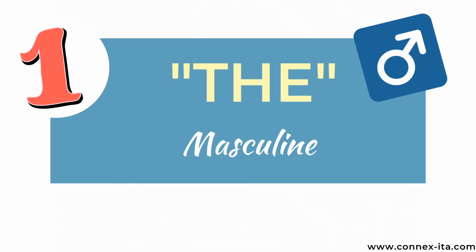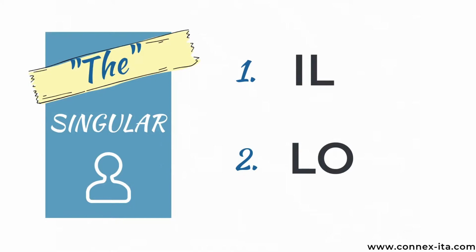Okay, let's start with the masculine articles in Italian. When you find a masculine word, you have two ways to say the in the singular form, il or lo. But how do you know which is the one that you should use? The easiest way is to look at the first letter of that word, and that will tell you the correct article to put in front of it. Let's look at this rule a little bit more in detail.